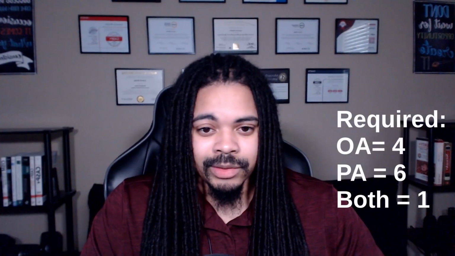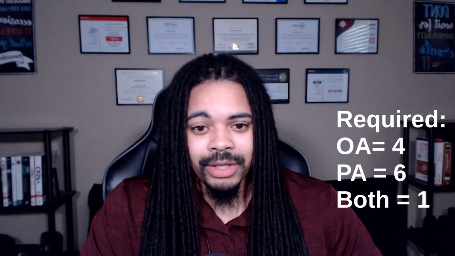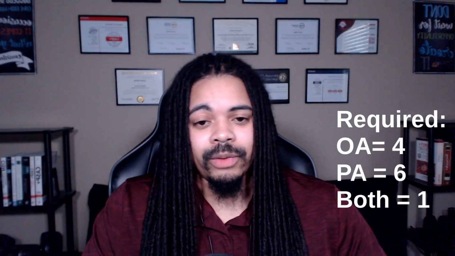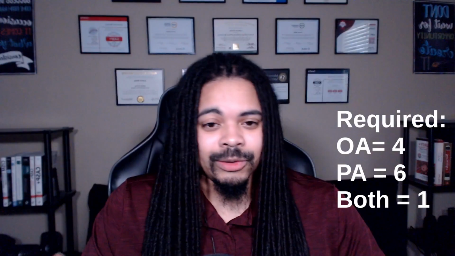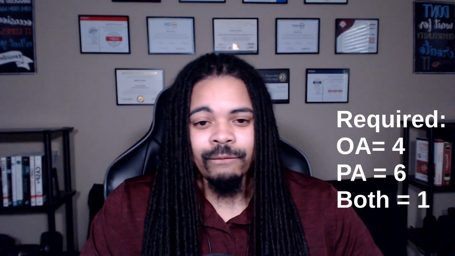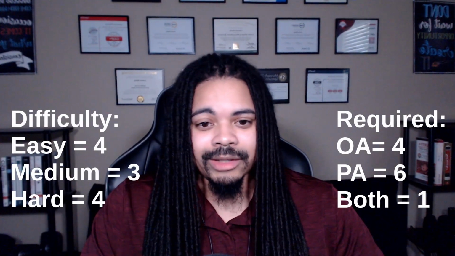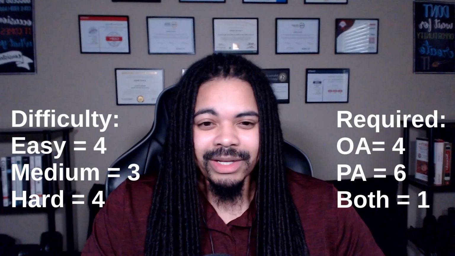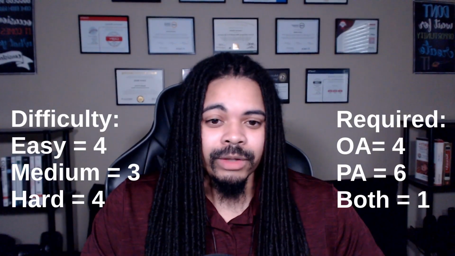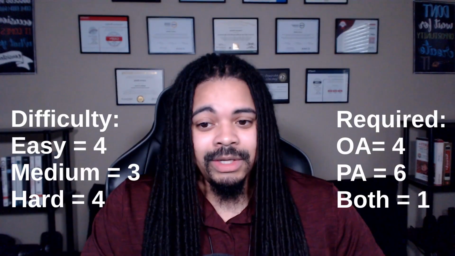need to learn. So in total, just wrapping everything up, that means that there are 4 classes that are OAs, 6 classes that are PAs, 1 class that is both an OA and a PA. As far as my little initial scale, I think that there are 4 classes that are going to be easy, 3 classes that are going to be kind of medium, a little bit in between, and then 4 that I think are going to be very hard.